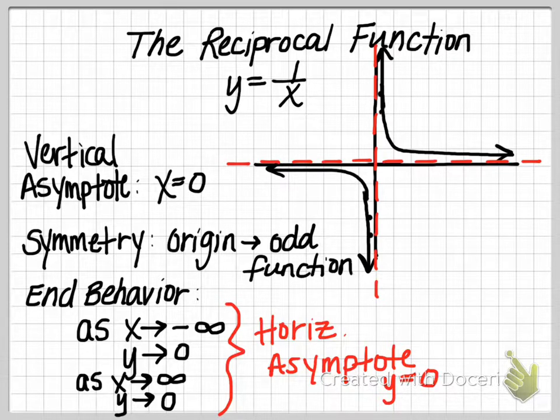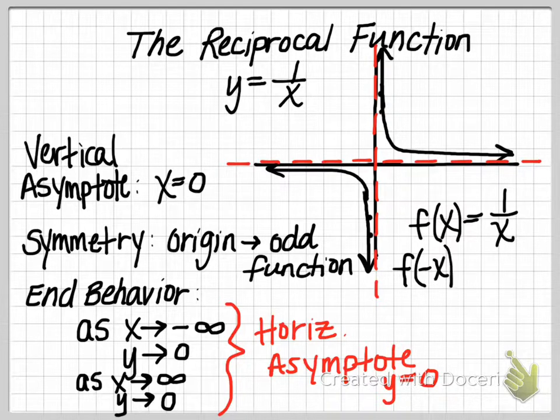And if you need that quick review of how to actually check for this algebraically, remember, if the original function, instead of calling it y, I'll say f of x. If the original function was f of x equals 1 over x, then we would go ahead and input a negative x value to check for whether the function is even or odd. So when you input a negative x, you get 1 divided by negative x, which you notice is the opposite of the original function. So when we get the opposite out here, that's telling us that the function is an odd function and it has origin symmetry.